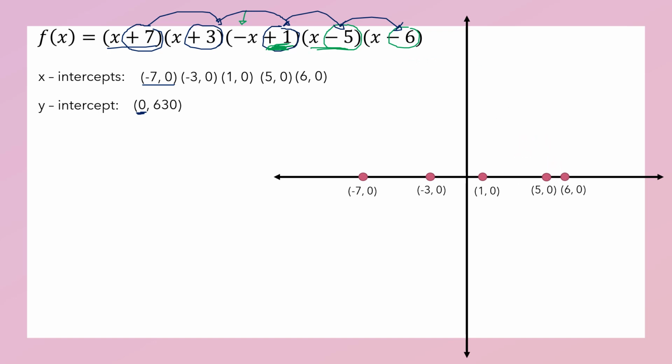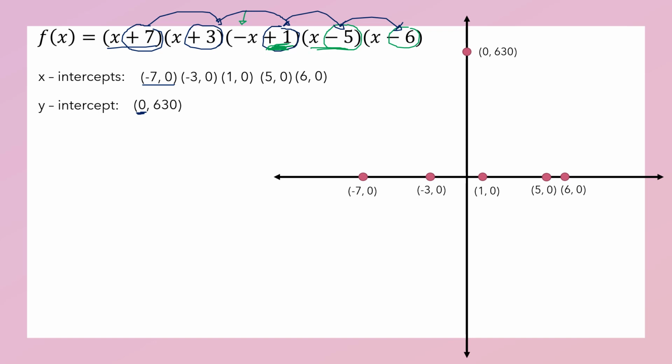Last is our y-intercept, which is 0, 630. Since it is positive, of course, we're going to plot that above our y-axis. So approximately, it could be there. Since we are done plotting all of our points approximately, next thing is we use the leading term.